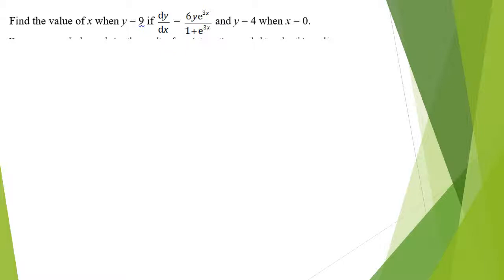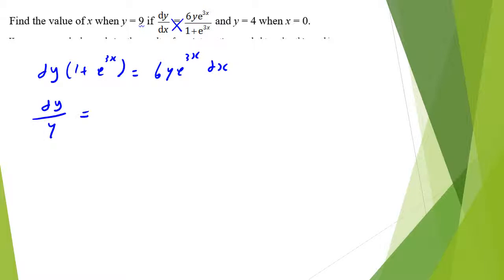The next question, find the value of x when y is 9. So you need to find the equation of that. Again, it's another implicit integration. So you cross multiply, you will have dy times 1 plus e to the power of 3x equals 6y e to the power of 3x dx. And now you need to have the y on one side and x on the other side, so that's why we'll have dy over y, taking the y in here, taking this one to the other side, so it becomes 6e to the 3x over 1 plus e to the 3x.